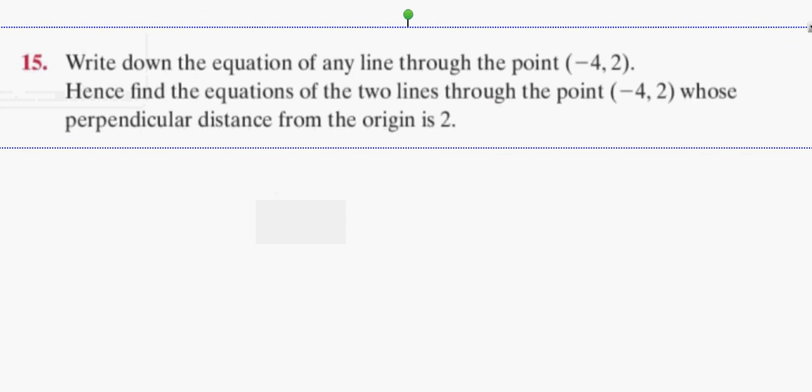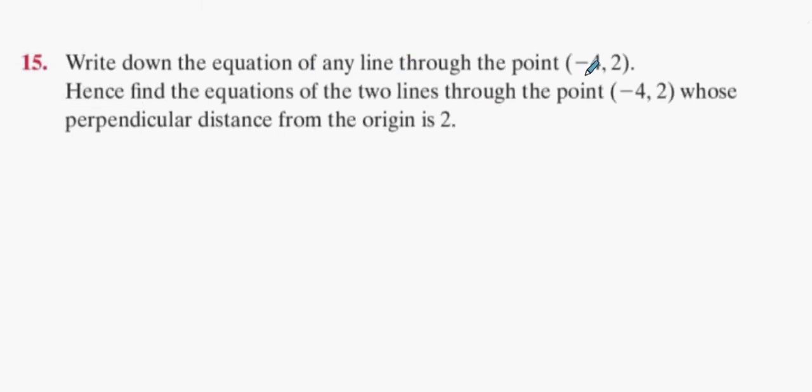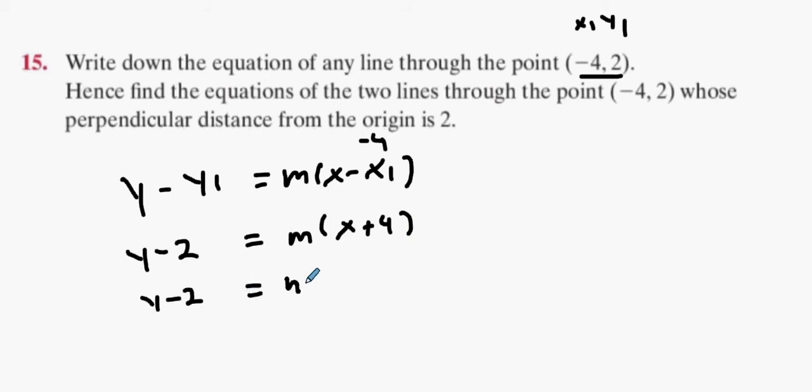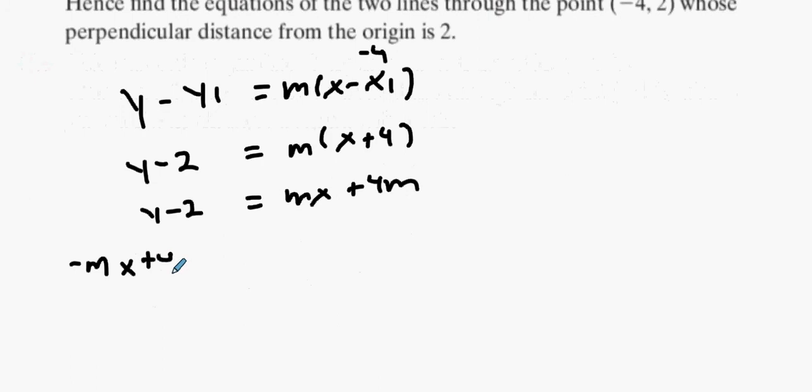Alright. Write down the equation of any line through the point (-4, 2). No bother. So, y minus y1 equals m bracket x minus x1. And then we say it's y minus 2 equals m into x minus minus 4, which is a plus 4. y minus 2 equals mx plus 4m, minus mx plus y minus 2 minus 4m equals 0.